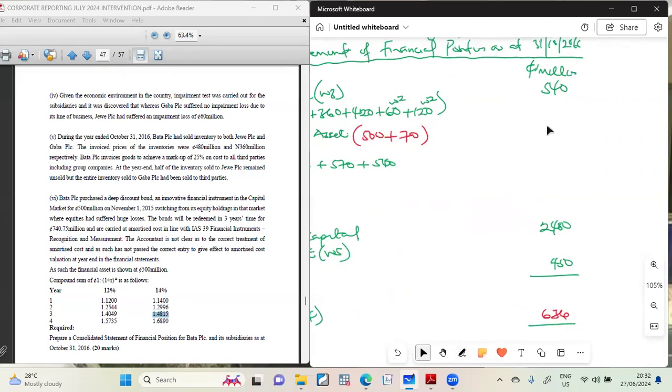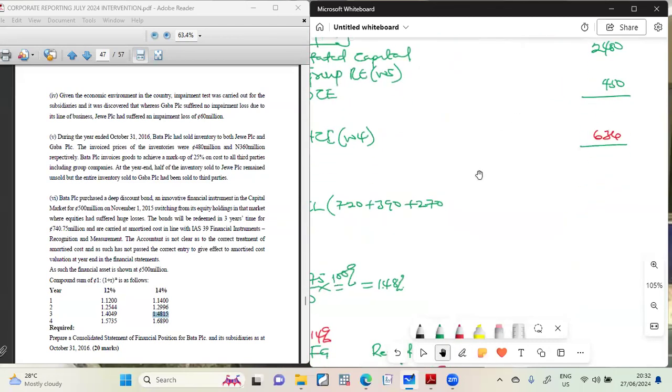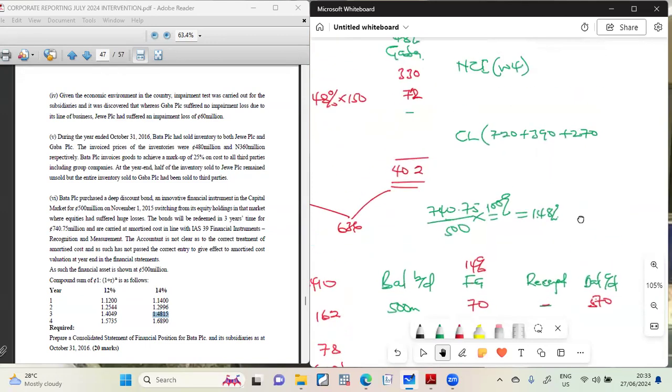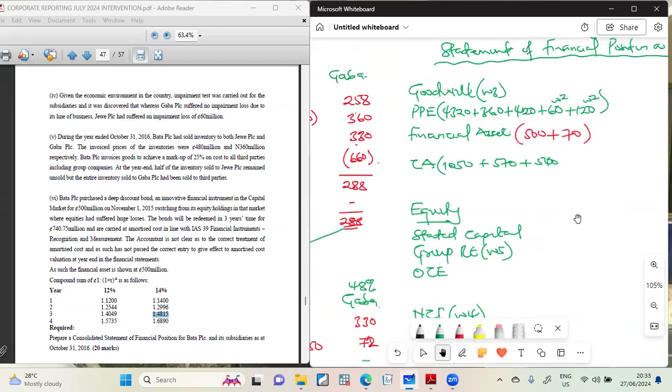Yes, somebody is asking a question. I got distracted. I'll be happy if you could help me with the 70 again. The 70 is just from the amortized table, 14%. We just did the amortized table. All right, so that is how it is. Now we found almost everything.